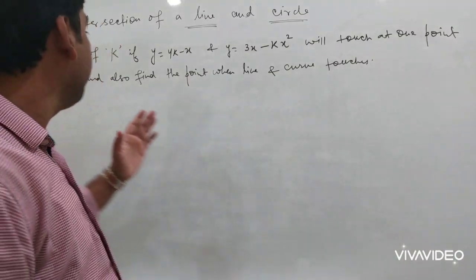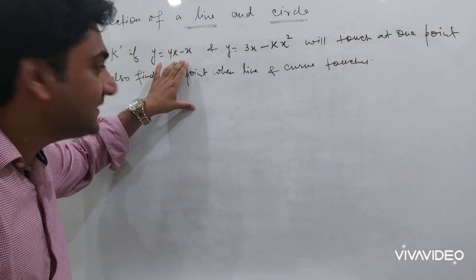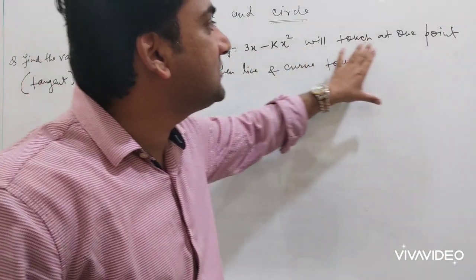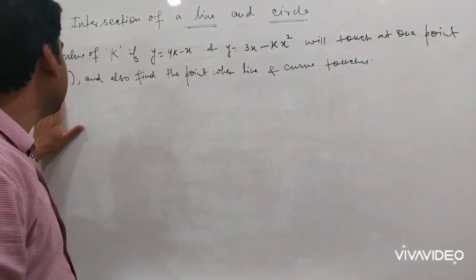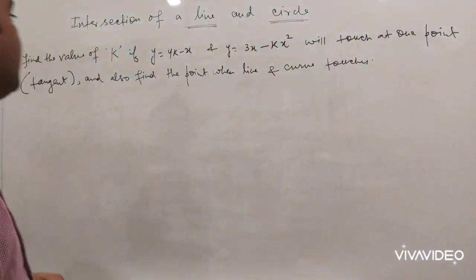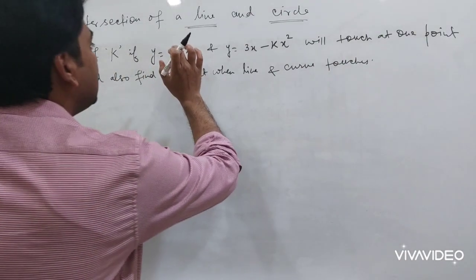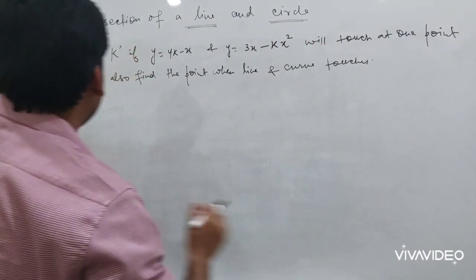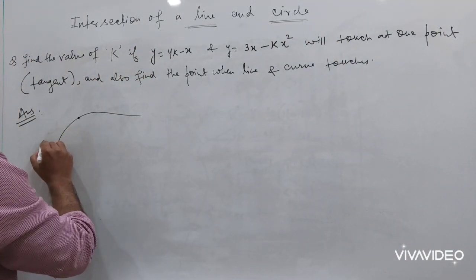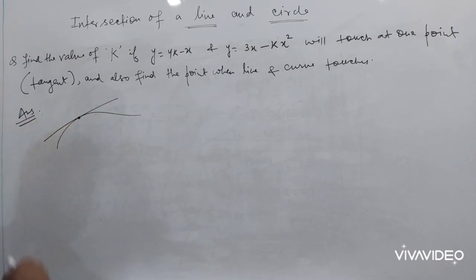This is another example. Find the value of k if y equals 4k minus x and y equals 3x minus kx square will touch at one point. It means tangent. And also find the point where the line and the curve touch. I mean, what's the question? The line and the curve will touch at one point. Okay, so this would be a curve and this would be a line, but this line is touching at this point. So we have to find this point also.